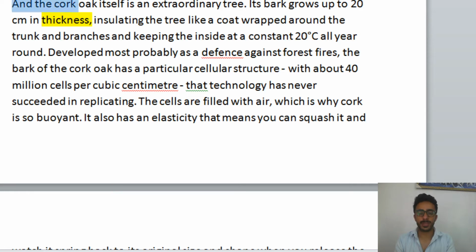So if I talk about the passage, the cork tree is itself some kind of tree, and its bark grows 20 centimeters in thickness. So they have just mentioned the thickness of it, that the bark grows 20 centimeters. They are not telling you that it is the thickest tree. Or if I go further with my third part, any living tree, no, they haven't mentioned any living tree here.